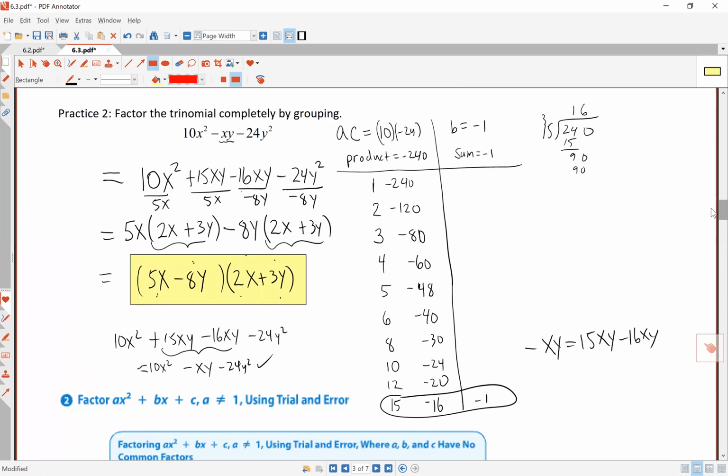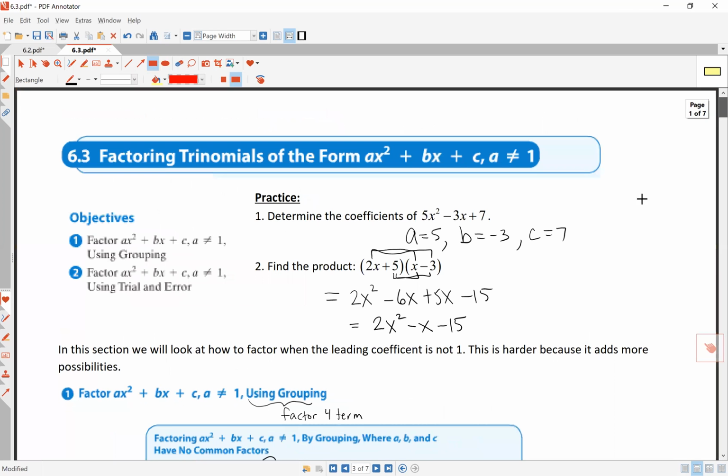This concludes the video for section 6.3, factoring trinomials of the form ax squared plus bx plus c where a is not equal to 1. Objective 1, factor ax squared plus bx plus c where a is not equal to 1 using grouping.